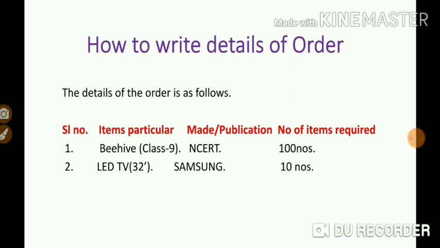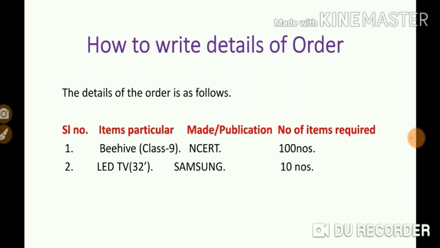If you're ordering for books, then the publication's name is very much essential. Then finally, the number of items required, how many items are required by you. Serial numbers 1, 2 can be given. Then number 1, Beehive, textbook of class 9th English. Okay, NCERT publication, 100 numbers of books are required.